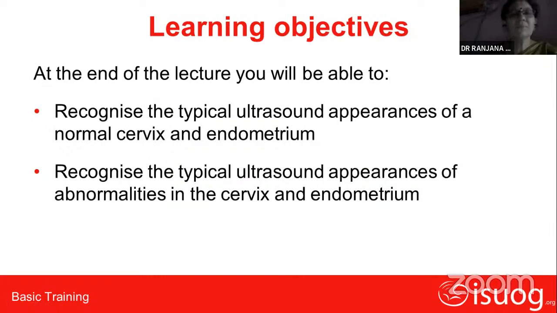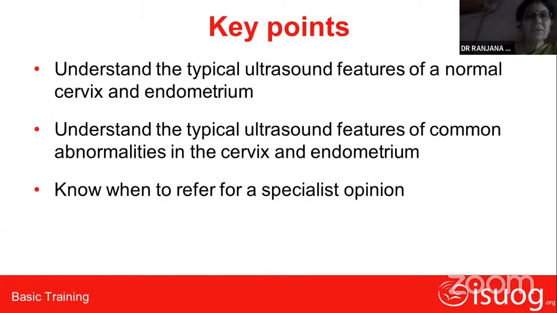So the learning objectives today are, at the end of the lecture, we will be able to recognize the typical ultrasound appearance of normal cervix and endometrium, and then differentiate it from the abnormalities. So the key points will be that at the end, you will know the difference between typical ultrasound features of normal cervix and endometrium and the abnormalities in the cervix and endometrium. And if the patient is in a doubtful state, for example, malignancy, we can refer to a higher center.